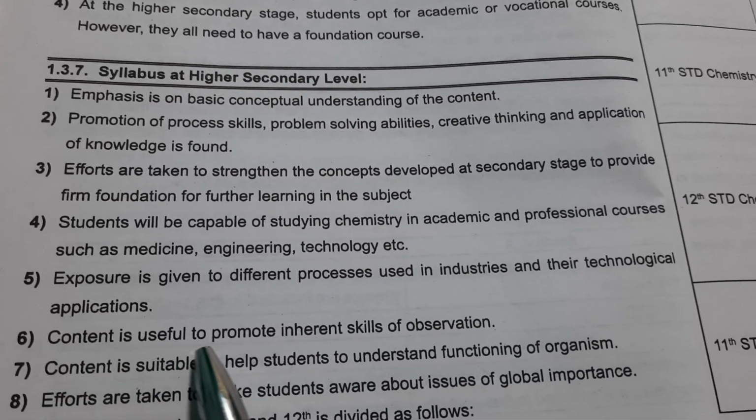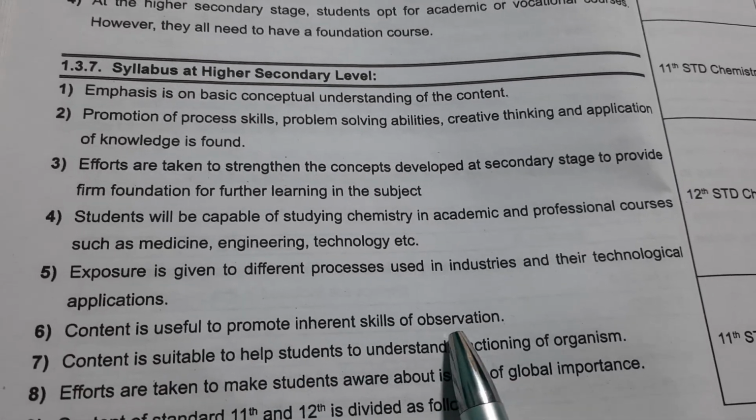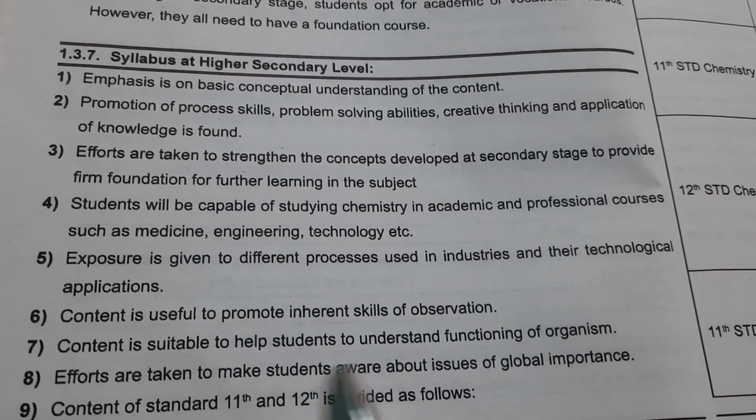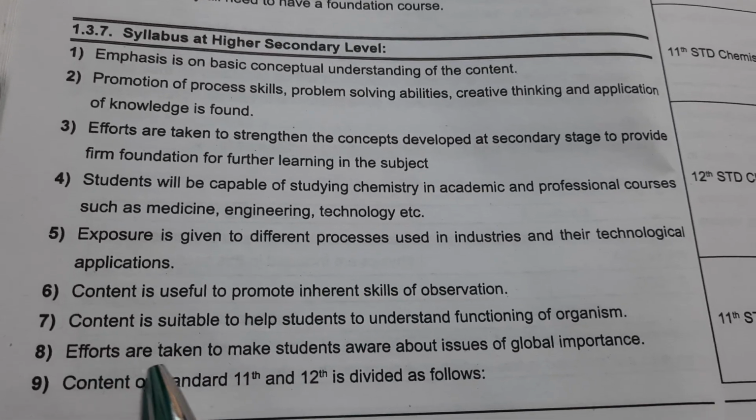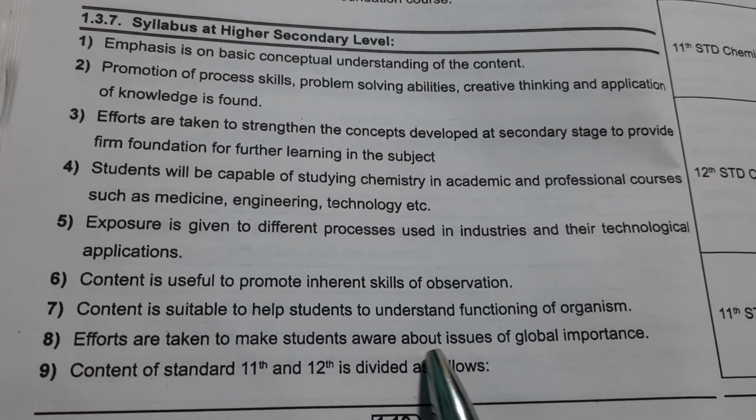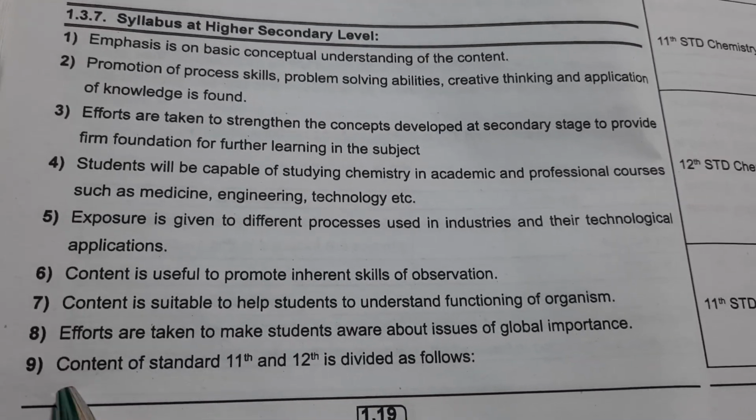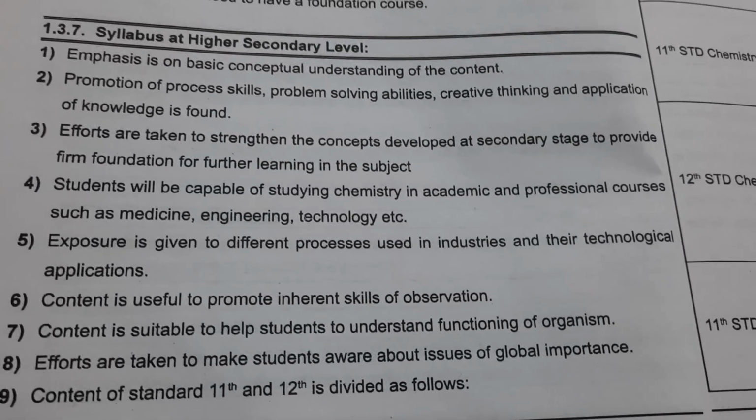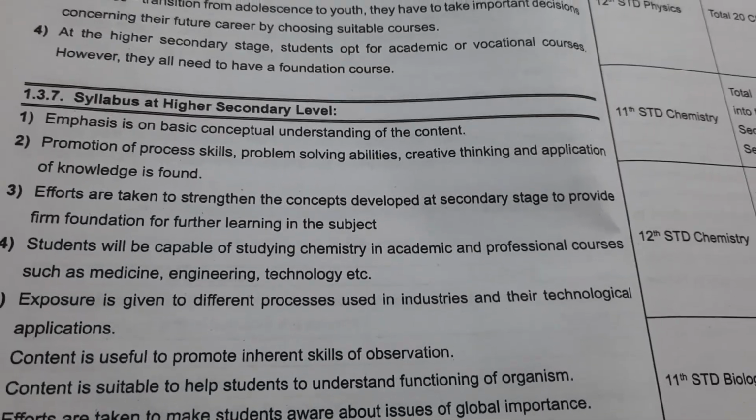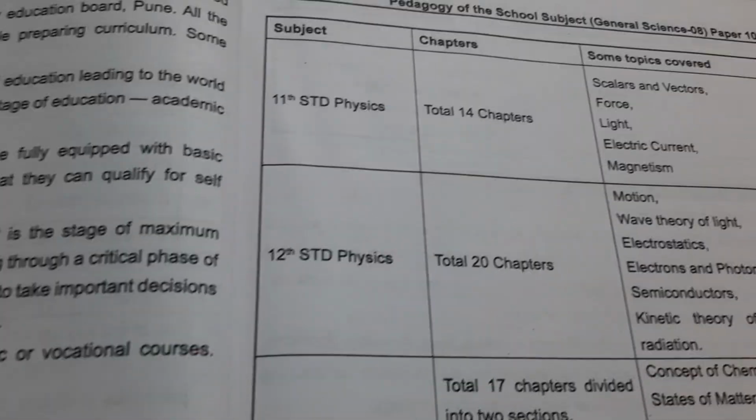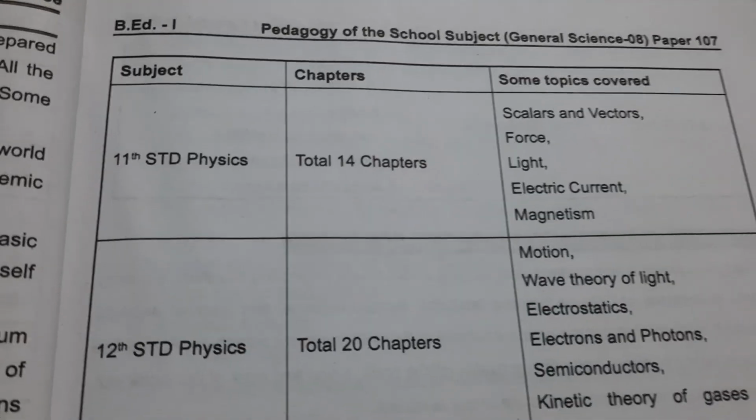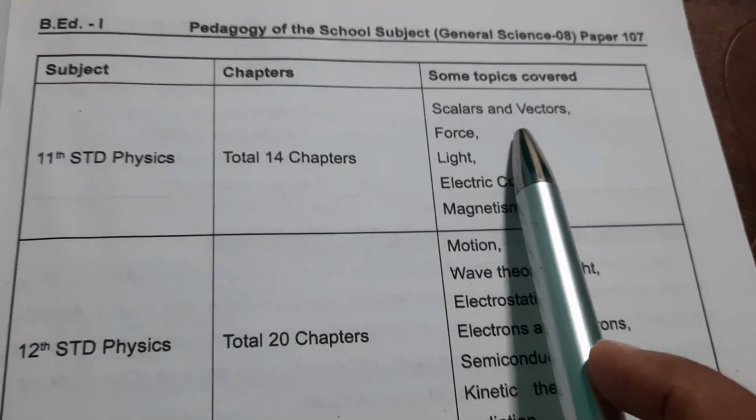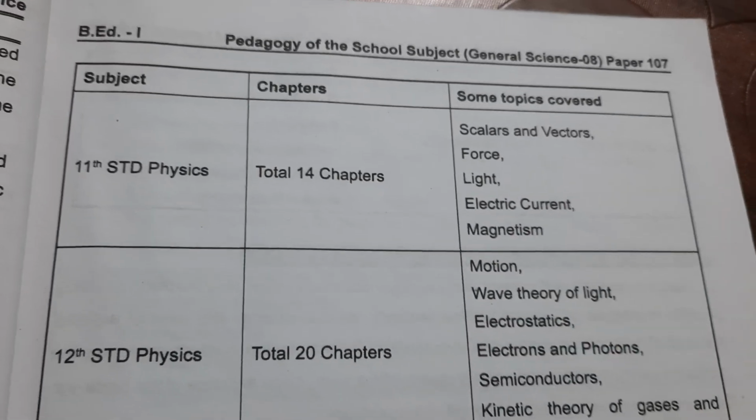Sixth, content is useful to promote inherent skill of observation. Seventh, content is suitable to help students understand the functioning of organisms. Eighth one is efforts are taken to make students aware about issues of global importance, and the ninth is content of standard 11th and 12th is divided as follows. Okay, so you can take down these notes, and here is the continuation of the notes. This is the subject, this is the chapter, and these are some topics which are covered.